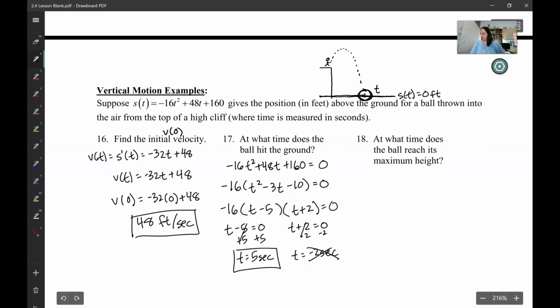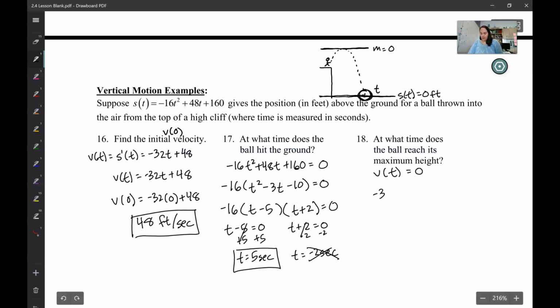Okay, last one. At what time does the ball reach its maximum height? If I look at this picture here, the maximum height is right there. What do you notice about the slope at that maximum height? Well, the maximum height is where the slope is 0. So a really easy way to find a maximum is to set the slope or velocity equal to 0.